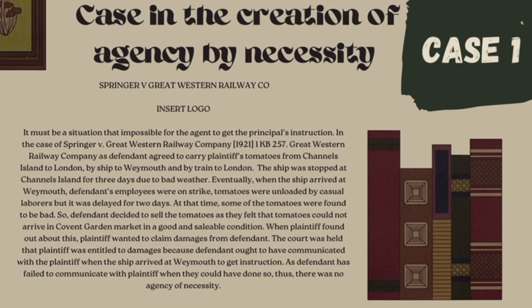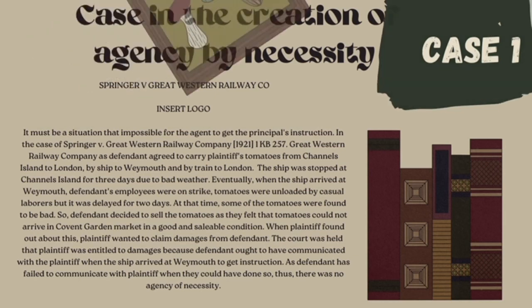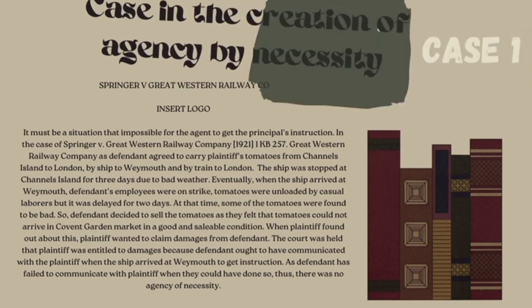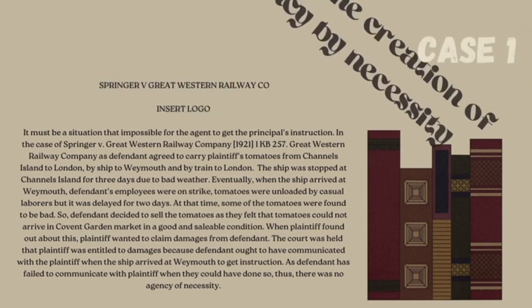The court held that the plaintiff was entitled to damages because the defendant ought to have communicated with the plaintiff when the ship arrived at Weymouth to get instruction, as the defendant failed to communicate with the plaintiff when they could have done so. Thus, there was no agency of necessity.